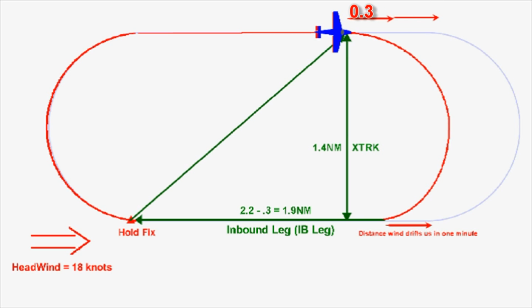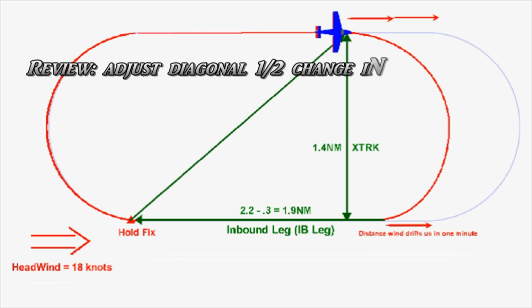Now it's too bad we don't have an instrument to directly measure when we are at this point, but we don't, so we must calculate the diagonal distance so that we can identify when to turn inbound. Pulling out a calculator to do the Pythagoras theorem in flight isn't going to cut it, so we need something simple. I hope you recall from last time that the diagonal should be adjusted by half as much as the cross-track was adjusted.